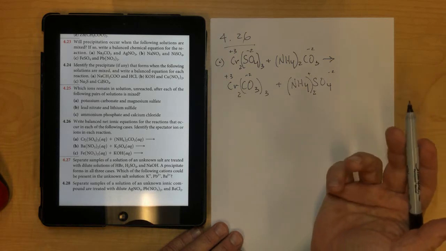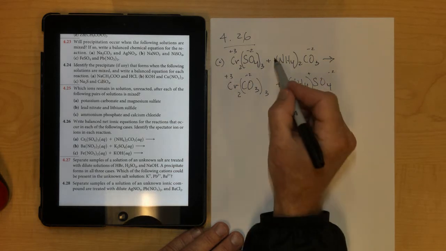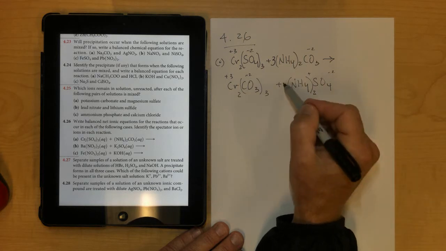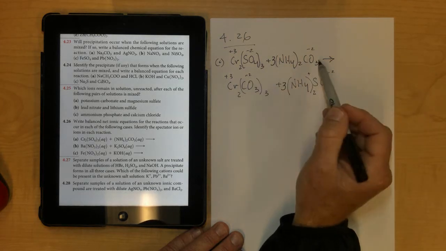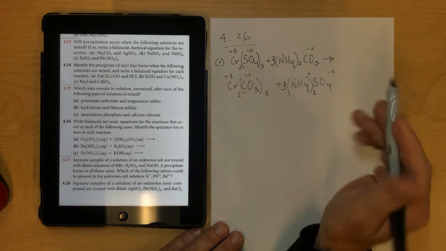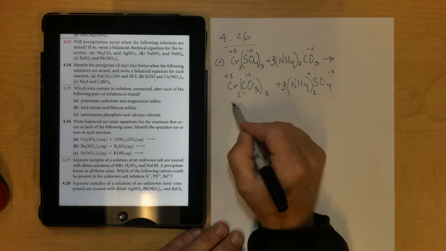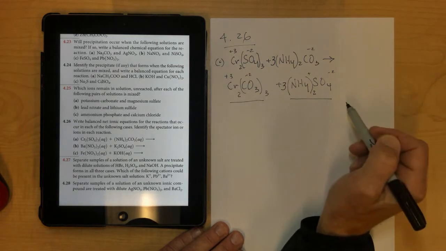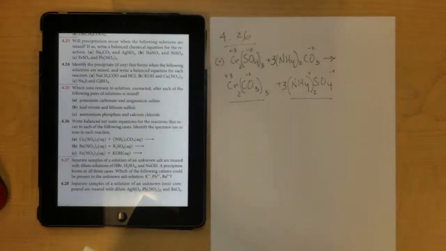Now, to balance the chemical reaction, it looks like I've got 3 carbonates right here, so I'd need a 3 right here. That gives me 6 ammoniums, so I need a 3 right here to give me 6 ammoniums right here. 3 carbonates, 2 chromiums, 2 chromiums, 6 sulfates, 6 sulfates. Good to go. Alright, now I have to go through and look at each of these products right here and decide whether those are soluble or not, which one's my precipitate.